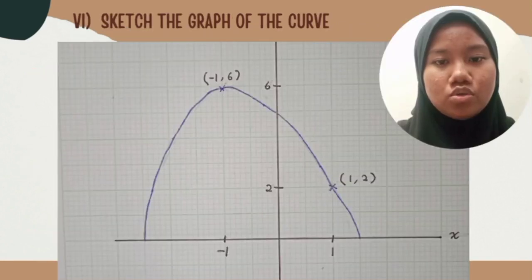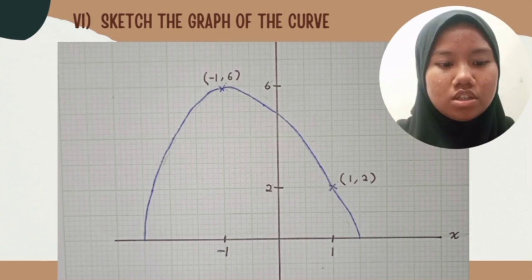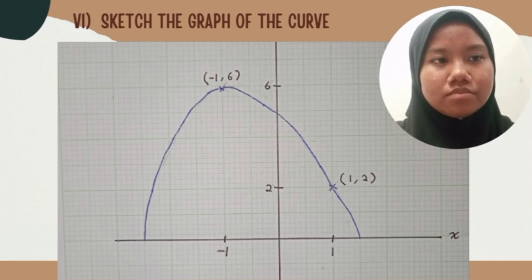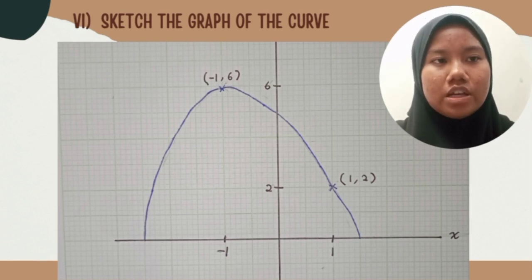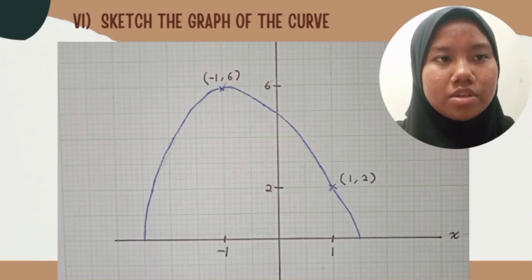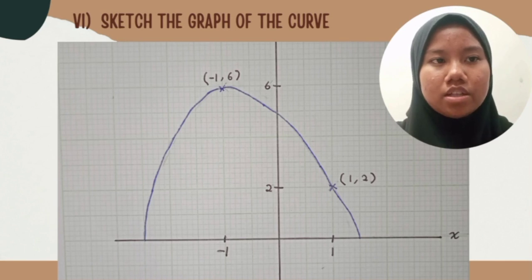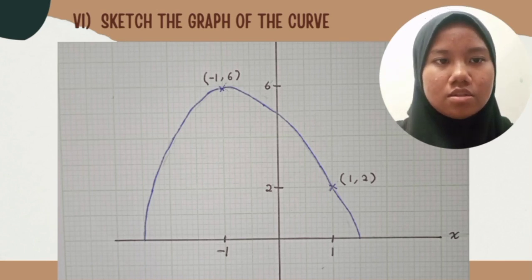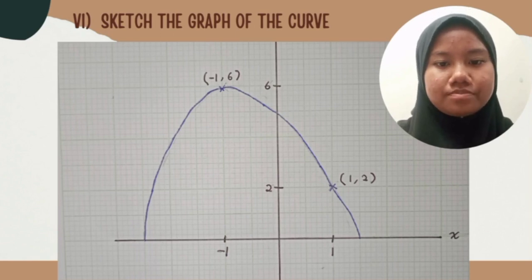So I will show you the graph of the curve for the question y equals x cubed minus 3x plus 4. Then you need to take the maximum and minimum turning points to put in the graph. So the maximum turning point is minus 1 and 6, and the minimum turning point is 1 and 2.